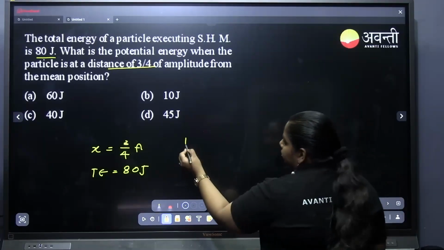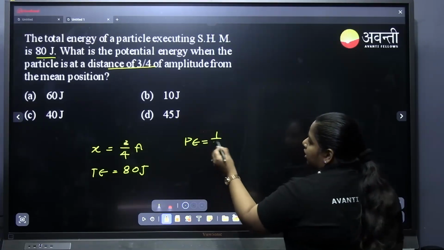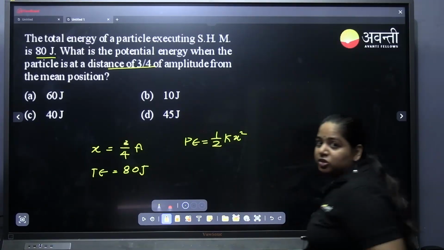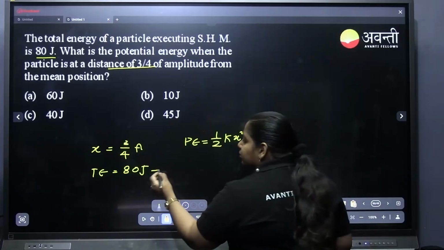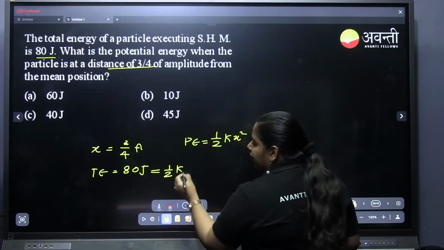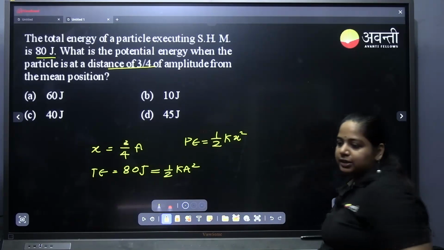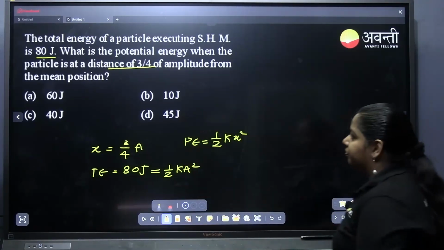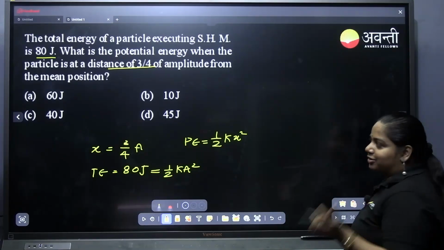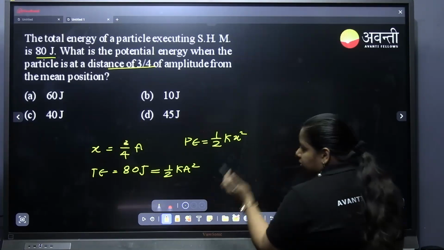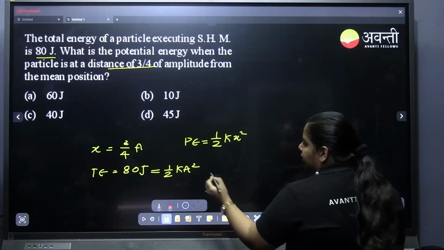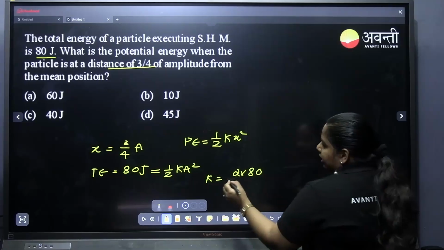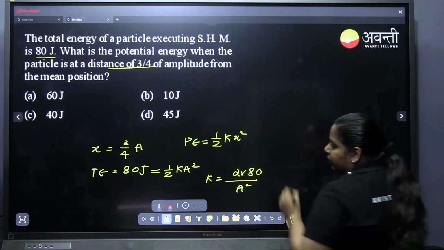Potential energy is equal to half K x square. X is given but K is not there. So that's why we substitute this equal to half K A square, the total energy equation. Okay. Somebody already got the answer. Good. But let's see if that is the answer or not. So from this we can find K equal to 2 into 80 divided by A square.